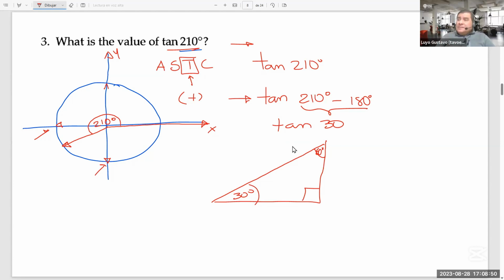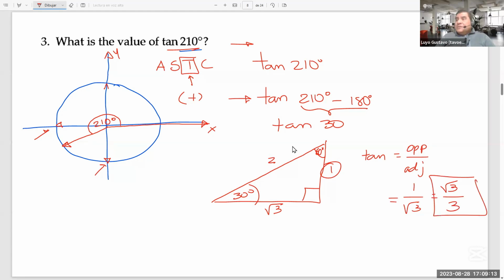Let's say that if this is 1, this will be 2, and this will be square root of 3. So what will be the tangent? This opposite side, no? The tangent is defined as the opposite side divided by the adjacent side. So divide 1 over the square root of 3, and this yields square root of 3 over 3. So since it's already positive, this will be the answer to the question.